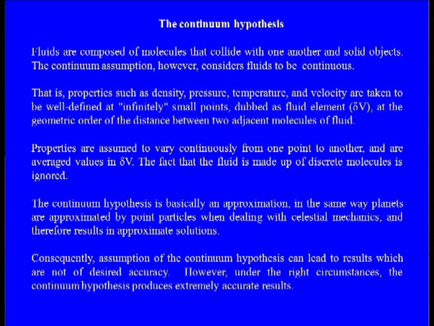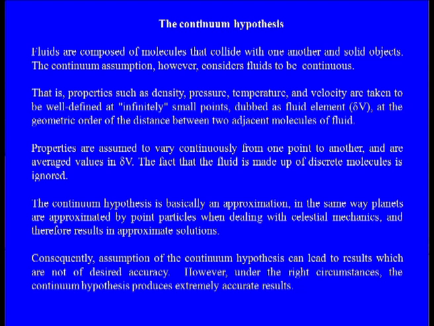The continuum assumption, however, considers the fluid to be continuous, that is, properties such as density, pressure, temperature and velocity are taken to be well defined at an infinitely small point known as the fluid element, at the geometric order of the distance between two adjacent molecules of the fluid. Properties are assumed to vary continuously from one point to another and are averaged over a fluid element, that means averaged over delta V. The fact that fluid is made up of discrete molecules is ignored.